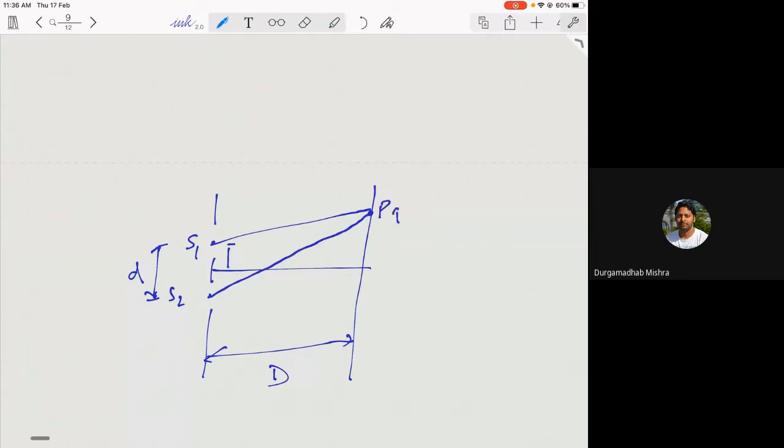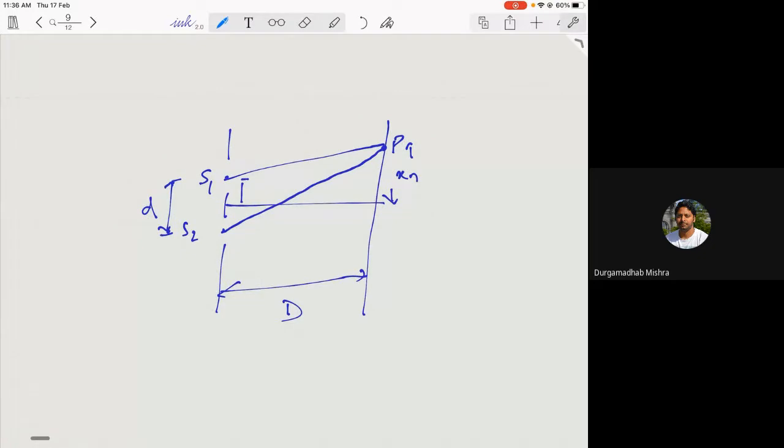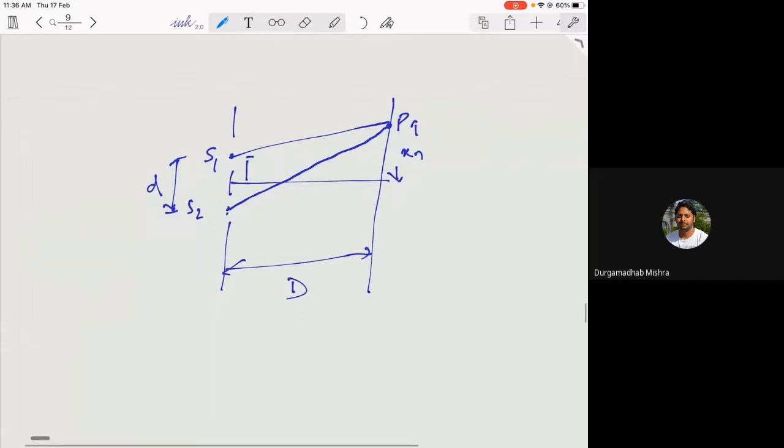it depends on the optical path difference between the wave that travels from S1 to P and the wave that travels from S2 to P. So basically, what we need to calculate is the path difference delta, which we write as S2P minus S1P.